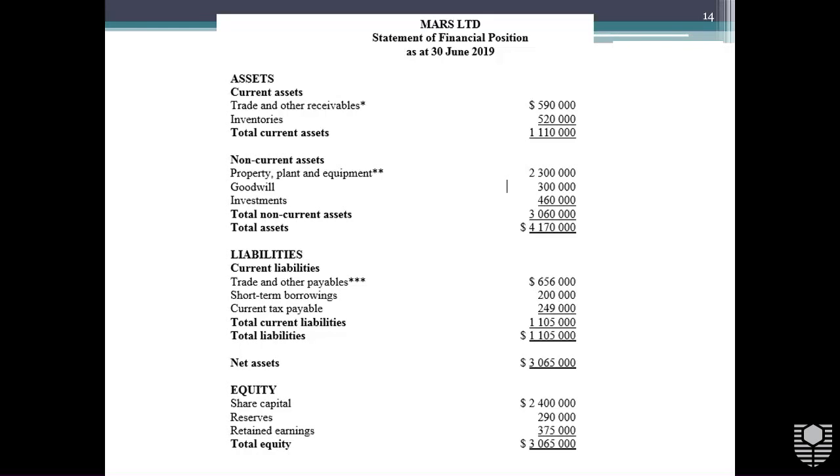Okay, we've got inventory. So inventory, it's a straight tick off there of 520,000. Total current assets, 1,110,000. Non-current assets, the first one, we've got property, plant and equipment.